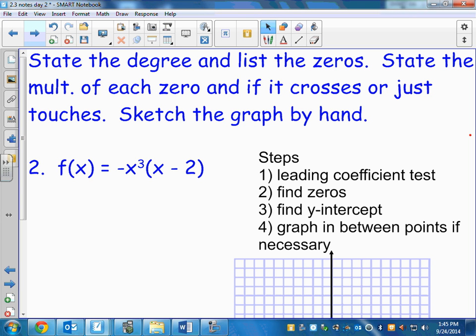Write the equation. These are kind of my steps of how to graph these. You don't necessarily have to write those down. But using all the things we have, we should be able to graph this without picking a million points.